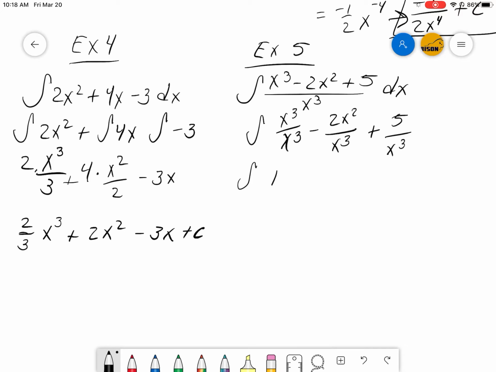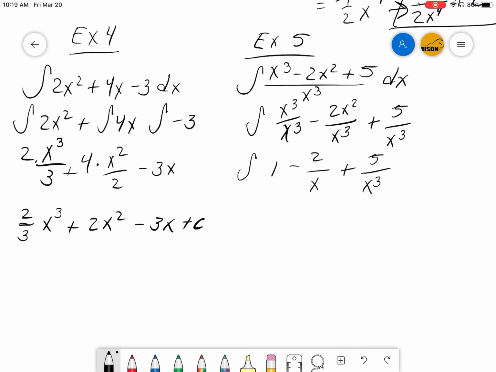But on the second one here, we have more exponents on the bottom. So I'm going to have 2 over x probably, because I have 2 on top and 1 on the bottom. And then on my third one over here, it can't reduce at all. I've just got 5 over x cubed. But I still don't know how to integrate things that are in the bottom. So I'm going to use that rule like we did up there on example 3 and bring it back down, bring it up to the top and then go from there. So I'm going to integrate 1 minus 2x to the negative first because I brought it to the top. And then I got 5x to the negative third.